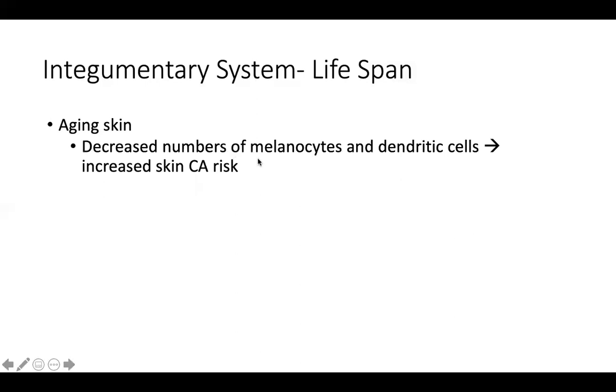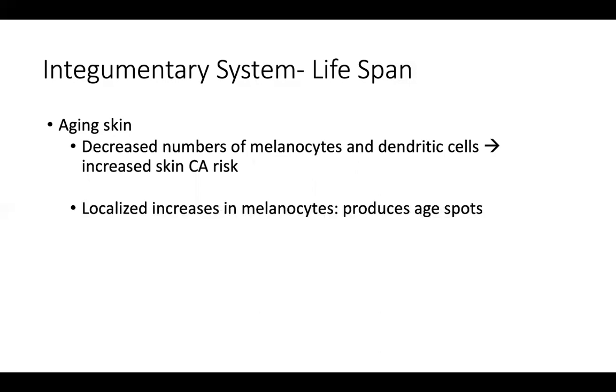We have a decreased number of melanocytes. So again, it's decreased mitotic division, decreased production, and the dendritic cells as well, which both will lead to an increased risk of skin cancer as you age. Right, so when we saw that age spot in the previous slide, it's that the melanocytes are just kind of pooling together in the same location, as opposed to widely dispersed or evenly dispersed as they were when you were younger.